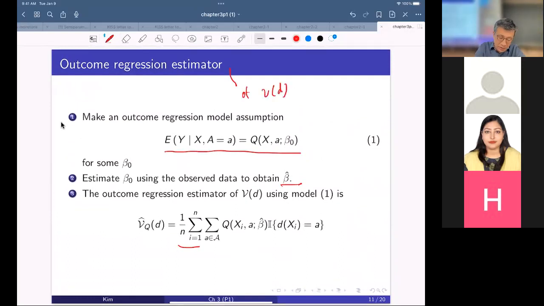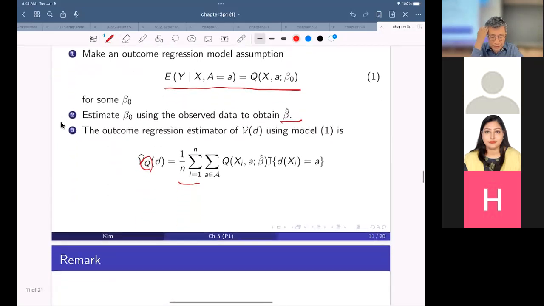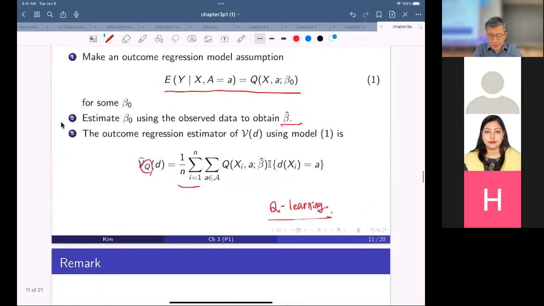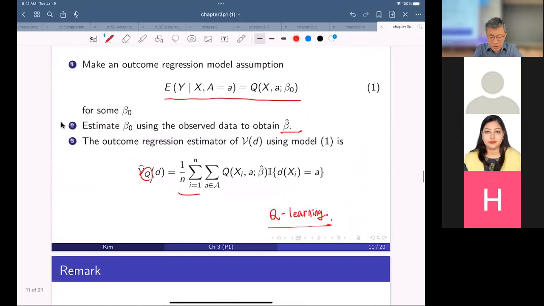The subscript Q denotes the outcome model. Later it is sometimes called Q-learning in the optimal regime literature. Obviously, Q-learning means that we are using the outcome regression model.